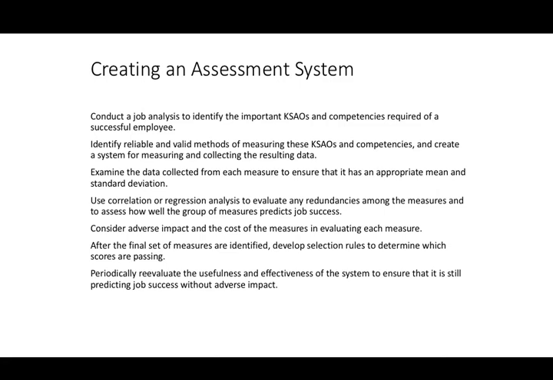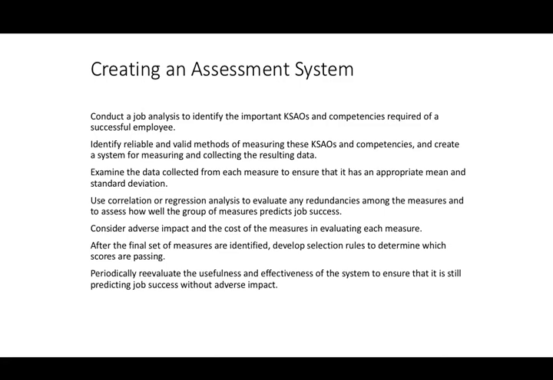And part of what you'll be doing in your cases for your discussion board is doing a job analysis and determining what KSAOs are important for an employee to be successful in a particular job. We then want to make sure we have reliable and valid measures of those KSAOs and competencies. So create a system for measuring and collecting that data.